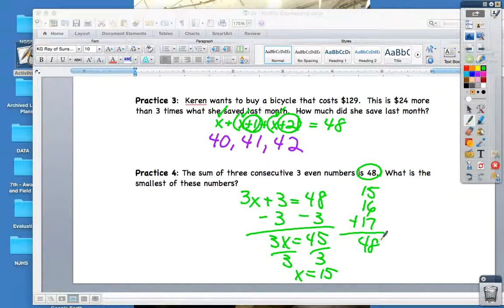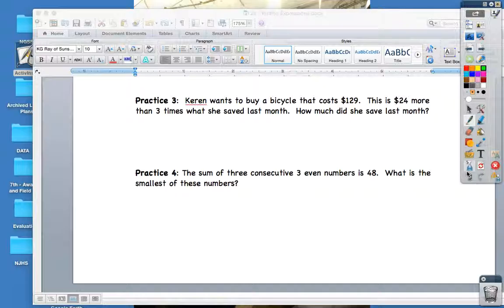Yes, ma'am. Then it says even numbers. 3 consecutive even numbers. You are right. Okay, let's back it up. Even numbers. Let's go again. 40, 42, 44. X plus what? 2. X plus 4.